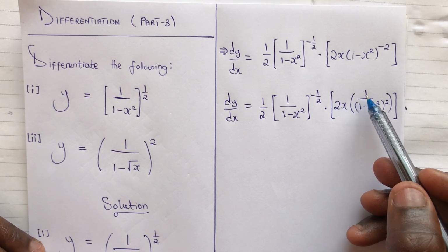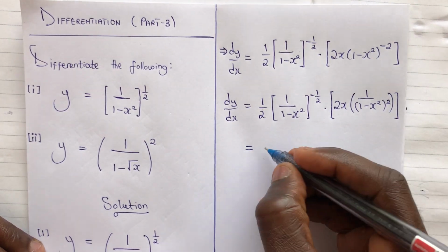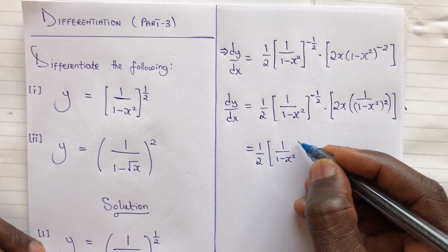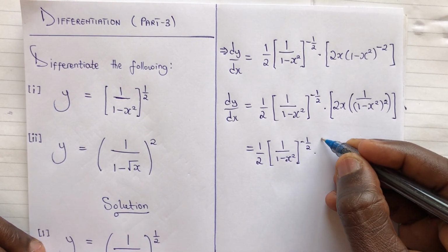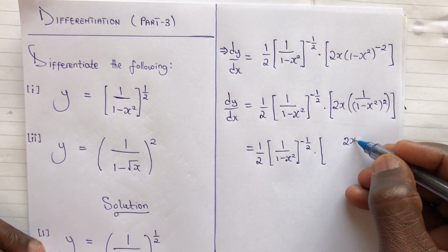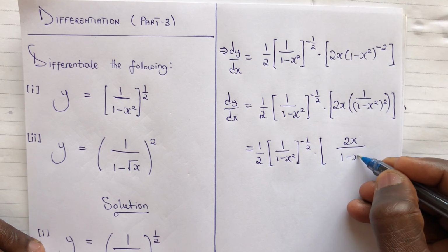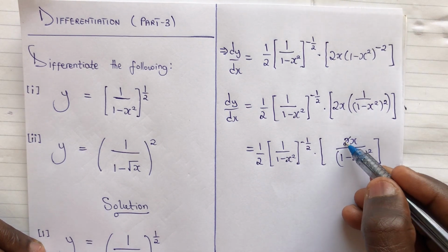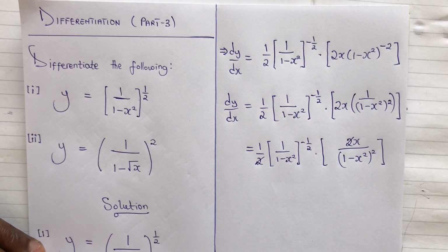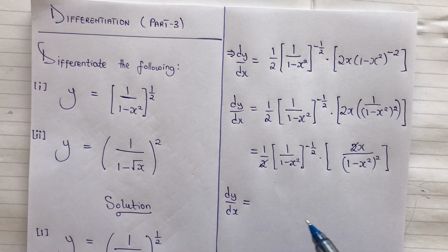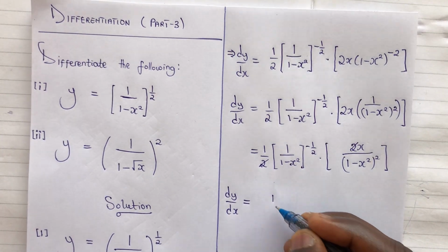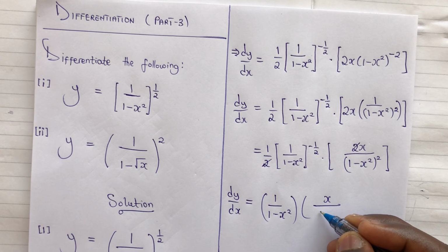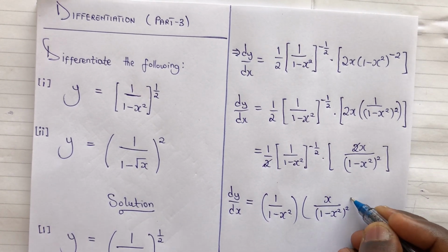Now these 2 can multiply this one, giving us 1 over 2, 1 over 1 minus x squared, to the negative 1 over 2, times this, we have 2x all over 1 minus x squared all squared. Okay, so now it's very simple. Now these 2 can cancel this one, and we are left with x, and dy/dx will be equal to 1 over 1 minus x squared times x over 1 minus x squared all squared.